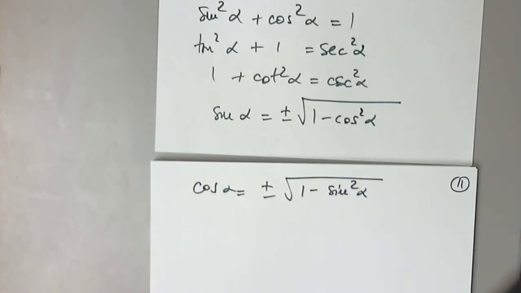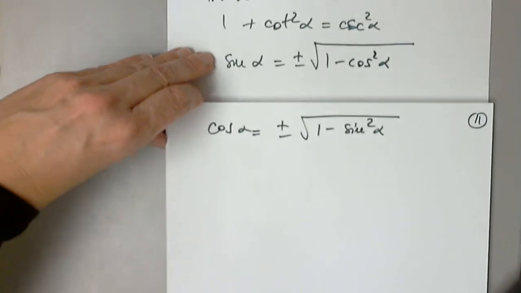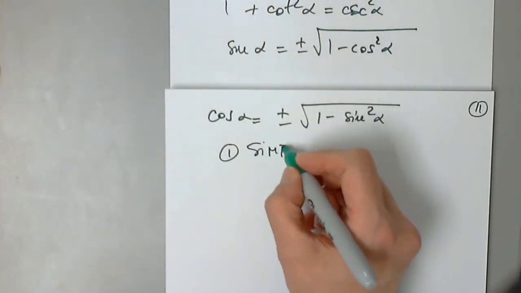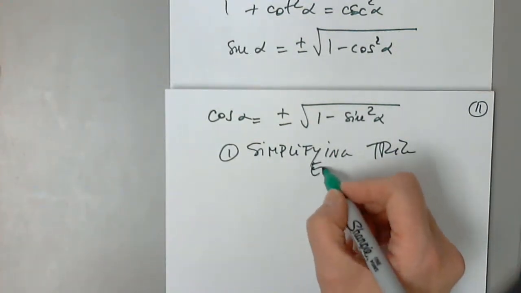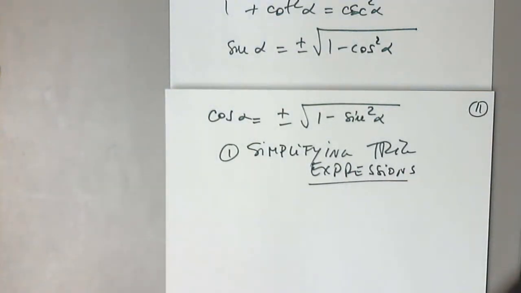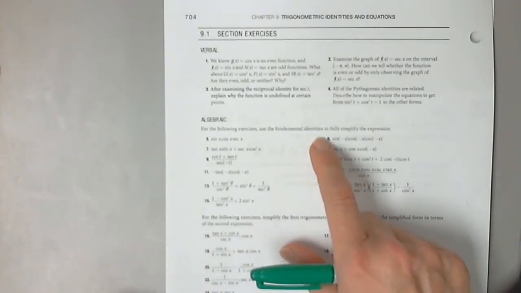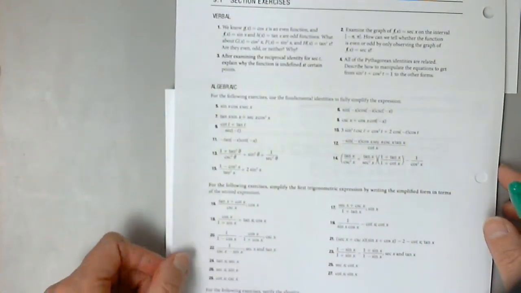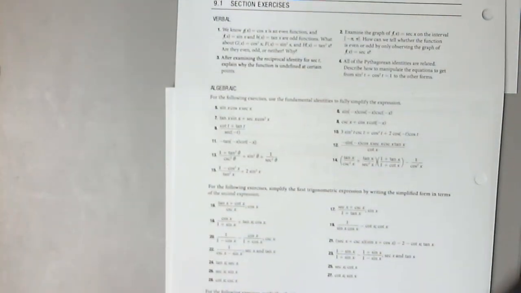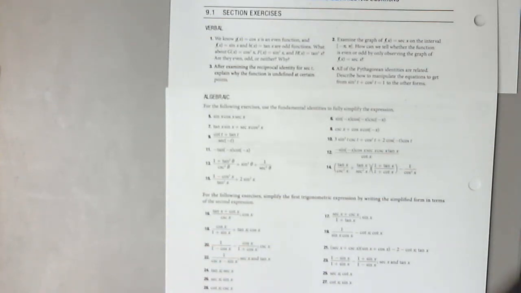And of course, we know all the other definitions of the trig functions. We know tangent is sine over cosine. We know secant is 1 over cosine, and so on and so forth. So our first step here is simplifying trig expressions. After that, we will prove trig identities. Use the fundamental identities to fully simplify the given trigonometric expression. Choose anything that you would like to see.